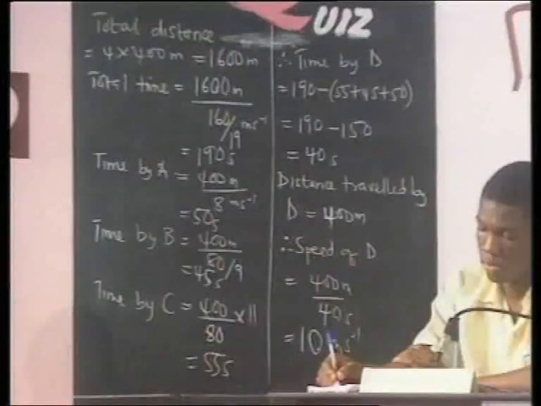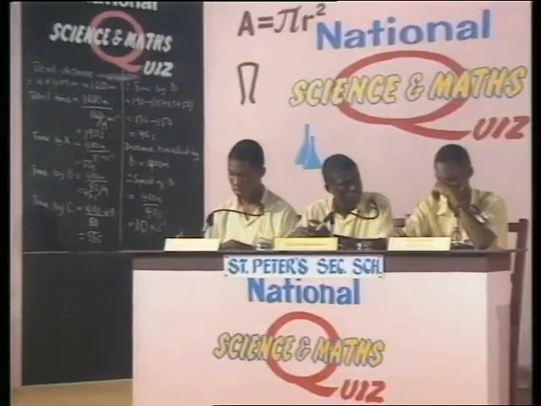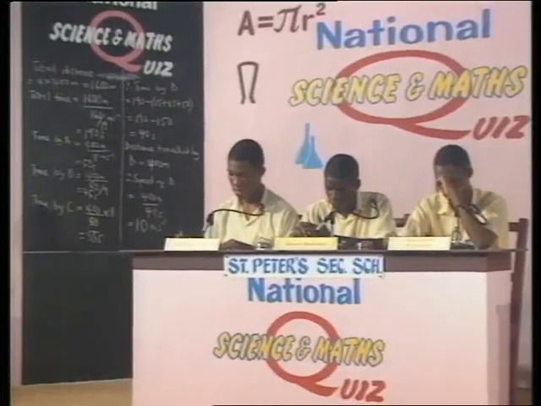Now let's take a look at the solution from St. Peter's Secondary. They did everything right. They calculated the time taken by all the runners. They went ahead to find the total time taken by the whole team, subtracted it from 190 and got 40 seconds, went ahead, divided by 400 meters, and got the speed of D to be 10 meters per second. And so they get 10 out of 10.